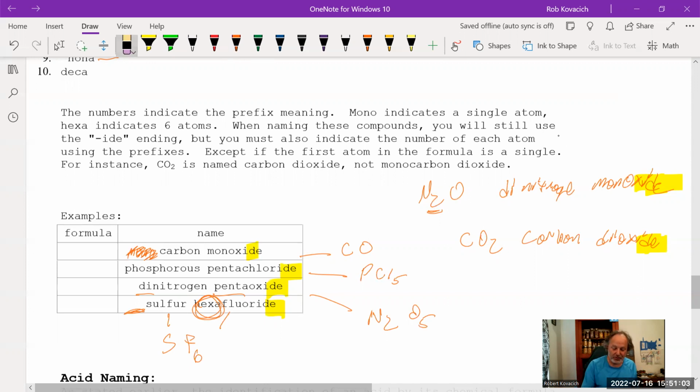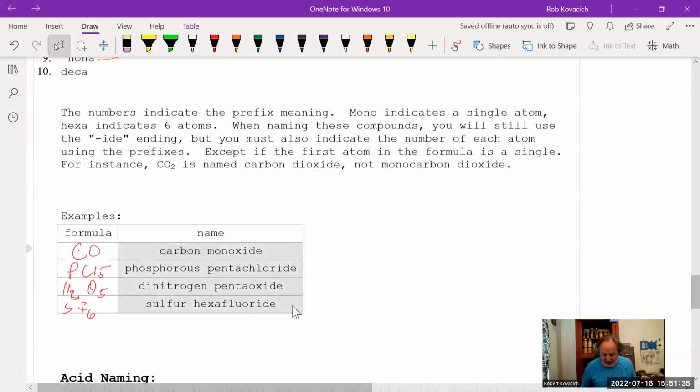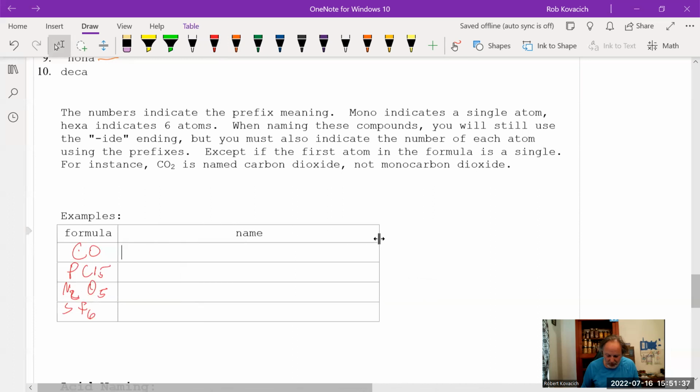So if I want to go the other direction with this, I've got CO and PCl5 and N2O5, and then I've got SF6. Okay, so let me bag all this stuff, delete you, drag you over here.